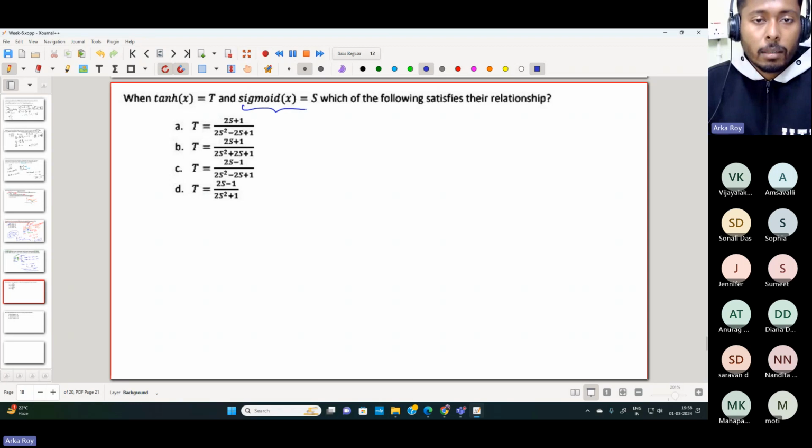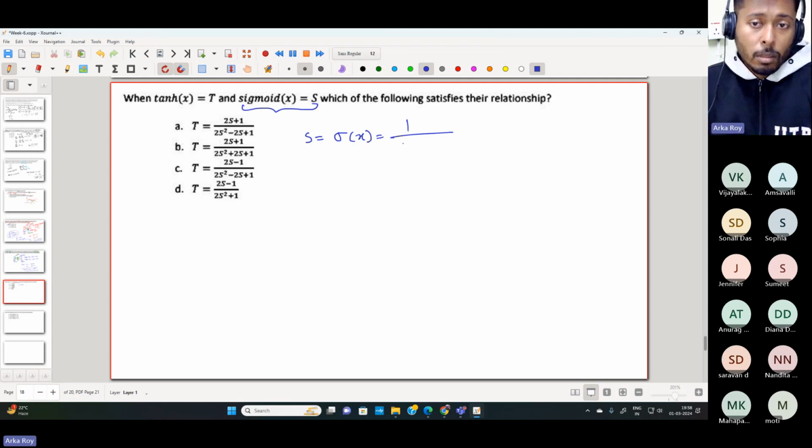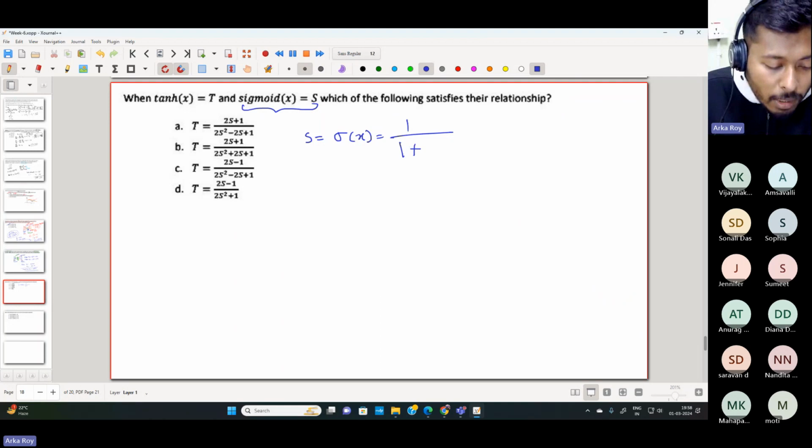You have been given the sigmoid function S as sigma of x. So what is the functional representation of the sigmoid function? 1 divided by 1 plus e to the power minus x.